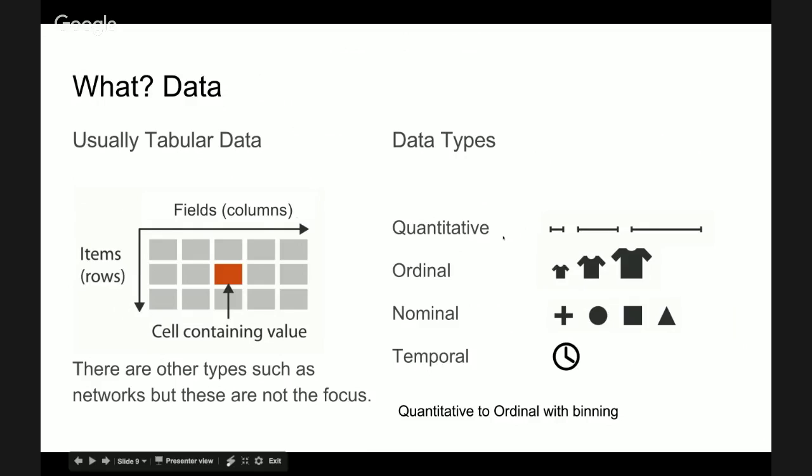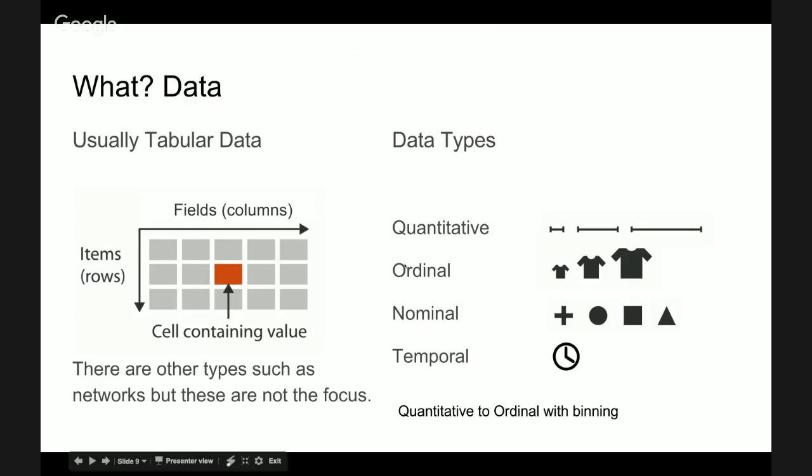When it's quantitative, we mean that it has a magnitude. So it's a number like 3, 7.5, 10, and so on. And you can really compare these numbers. You can say that one number is twice as big as another one. That's when we say a field is quantitative.